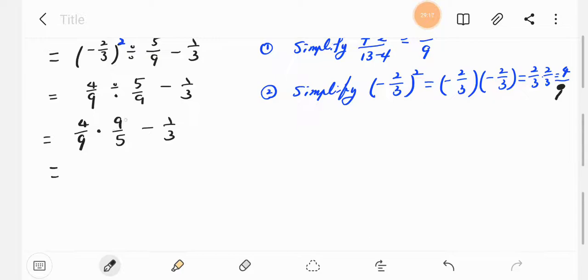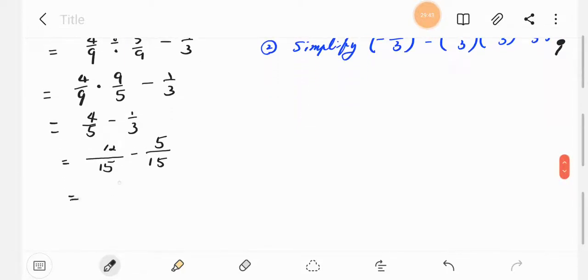And 9 and 9 cancel out. So it will be 4 over 5 minus 1/3. And finally, the denominator is 15. So 5 times 3 is 15, 4 times 3 is 12, and 3 times 5 is 15. So the numerator is 1 times 5, which is 5. All right, then this is equal to 12 minus 5, which is 7 over 15. So this is the answer.